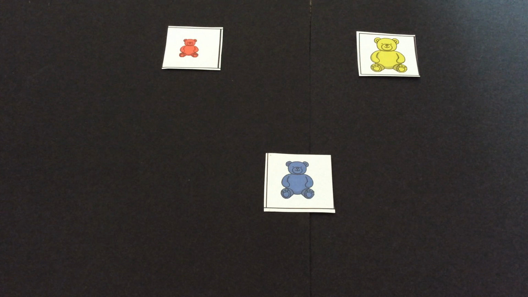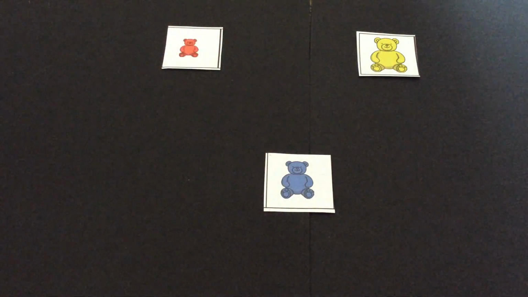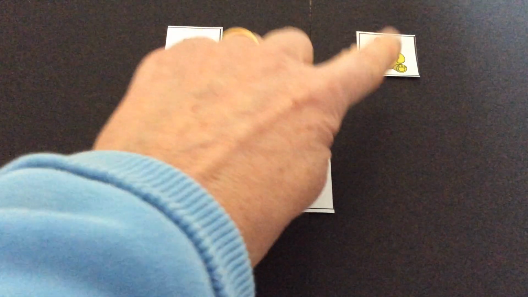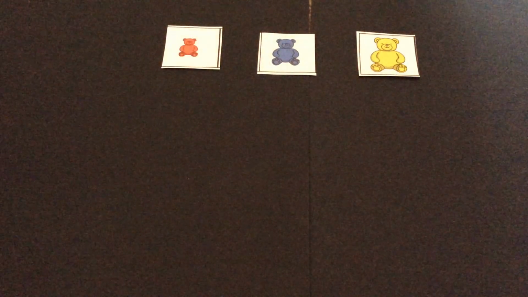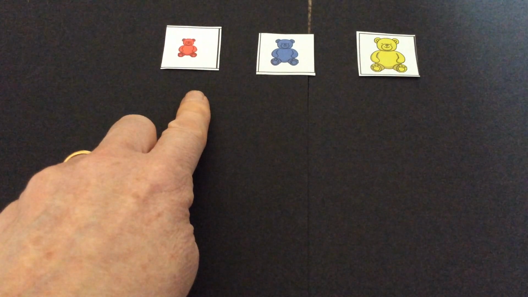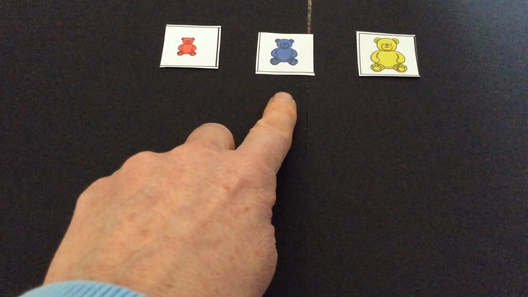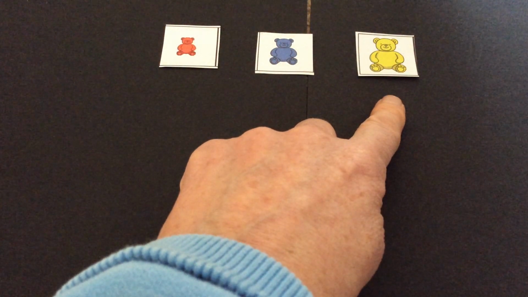He is middle-sized. The blue bear is bigger than the little bear. The blue bear is smaller than the big bear. He's middle-sized. So he goes in the middle. And now we've put the bears in order of size. We started with the little bear and then the middle-sized bear. And at the end, we have put the big bear.